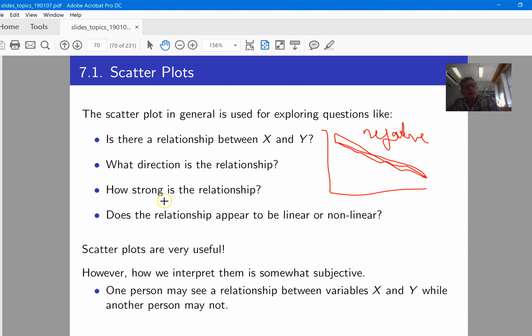Now the strength of the relationship is partly captured by how closely the dots appear to be gathered in a really clear pattern, or whether there seems to be a bit of randomness about them.